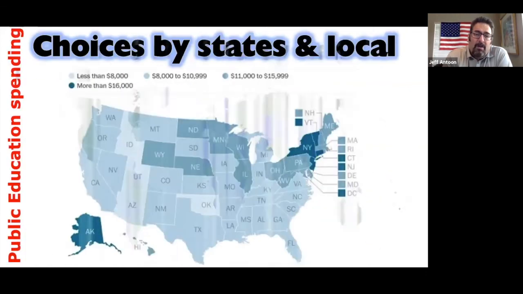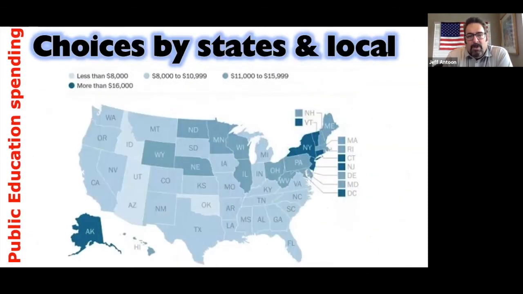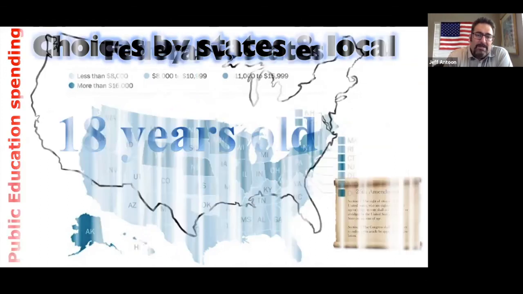Why a federal system? Because in America, we have a huge amount of land. We have to divide it up and decentralize our government. Choices by state and local government. You can see public education spending. It's a choice of a state. We're not one of the top ones. New York, Alaska, Connecticut, New Jersey, Vermont are all the top ones.